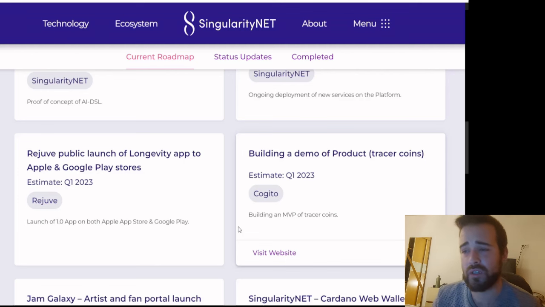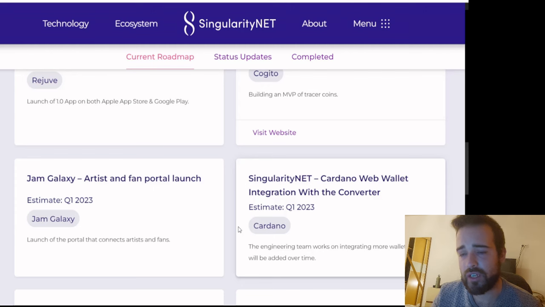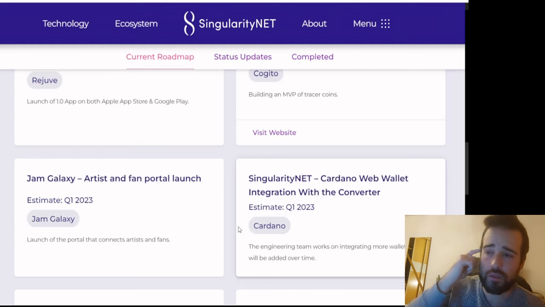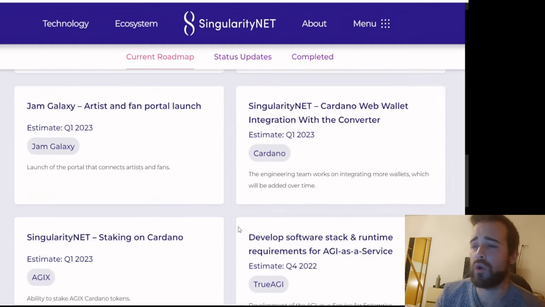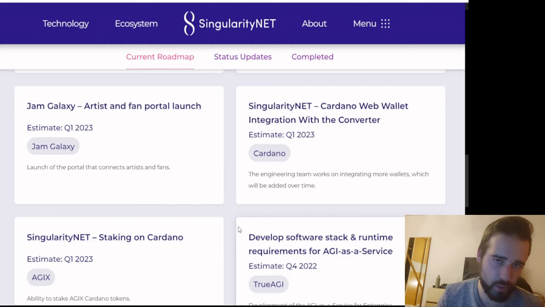And Cogito is building a demo of the product they're developing, the Tracer coins. They are coins that are based on AI to track certain assets. And also Singularity Net is working on a Cardano web wallet integration. Okay, I think this integration is basically focused on being able to display the Singularity Net marketplace on the Cardano wallets, which will be very interesting, and to integrate Cardano wallets with the Singularity Net marketplace as well.